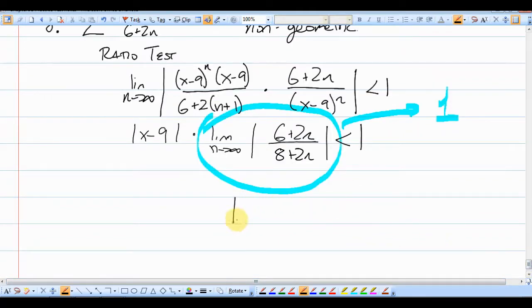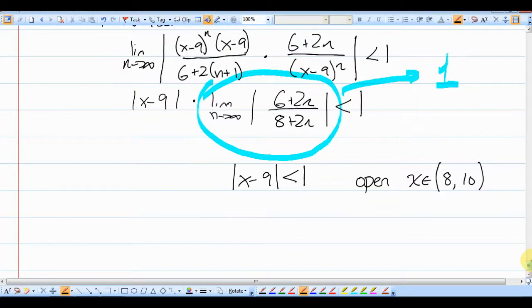And so the absolute value of x minus 9 is less than 1, giving me the open interval 8 to 10. And that ends phase 1 of our operations. Time to go to phase 2. We check endpoint convergence.